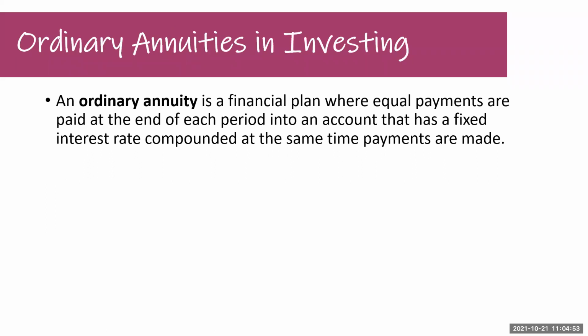Let's start with ordinary annuities in investing. So in an ordinary annuity, you have a financial plan where equal payments are paid at the end of each period. And in that account, the interest rate is compounded at the same time you make the payments. So a payment's made, the account compounds all at the same time.